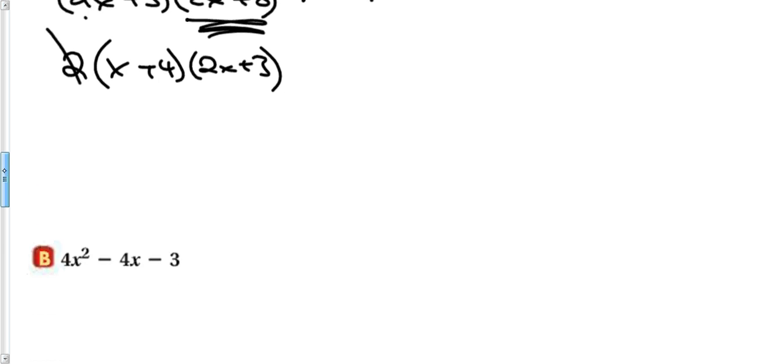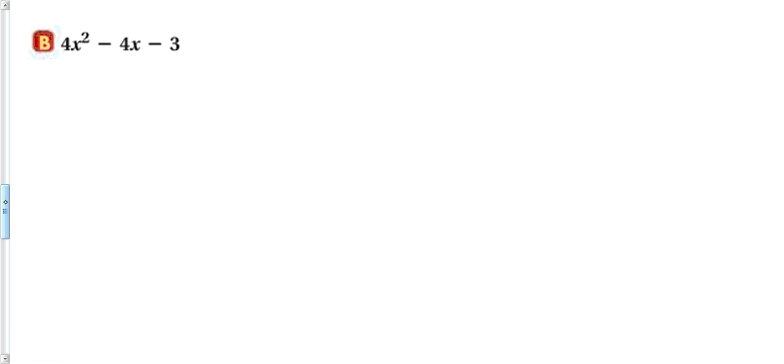Let's try a different problem. Completely different problem. We'll go with the factor method and maybe one other method. My factors of 4 are 1 and 4, 2 and 2. My factors of 3 are 1 and 3. Now, however, I want my answers to subtract to 4x. So when I do this, I now have to figure out what goes here.